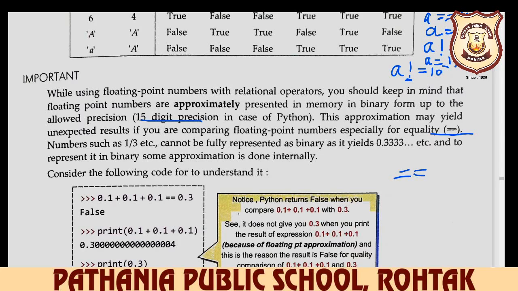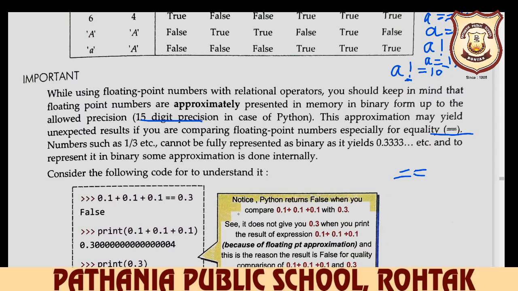Is everyone aware of the equal sign and double equal sign? What is the difference here? Equal means your assignment operator. When you assign a value, you write a single equal sign, and when you write a double equal, it is your comparing operator here.